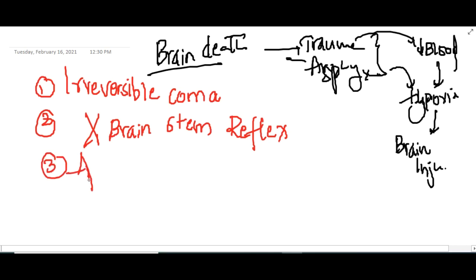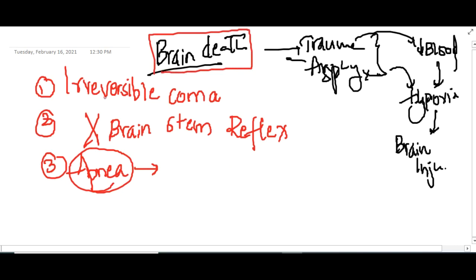Then there should be apnea. Apnea is absence of respiratory effort in response to an adequate stimulus. When there is no respiratory effort, then we call it apnea. So these three features are important for brain death.